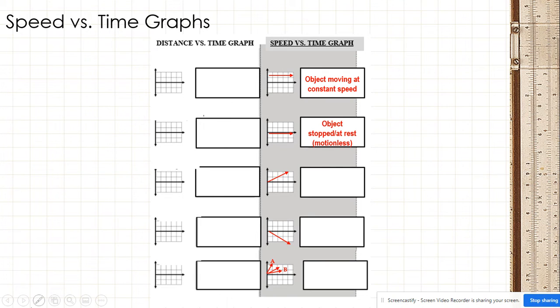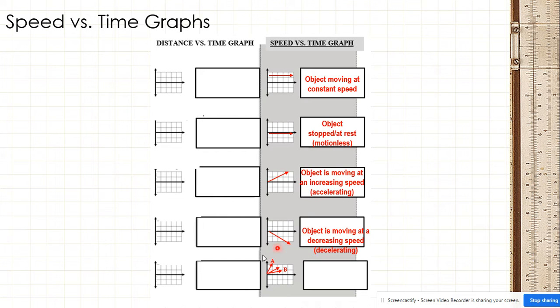And again, this is only if it is touching the x-axis like it is right here. So if the line is straight across touching the x-axis, it is not moving. If it is straight across but not touching the x-axis, it is moving at a constant speed. When you see a line going straight up, or increasing speed, on a speed time graph, it means that the object is moving at an increasing speed. So if you see the line going up, it's moving at an increasing speed. You see the line going down, it's doing the opposite, it's moving at a decreasing speed.